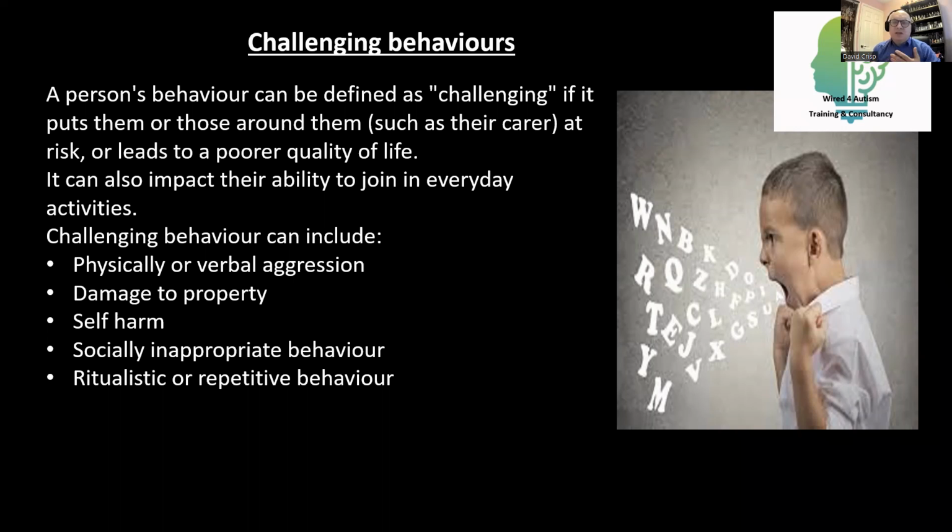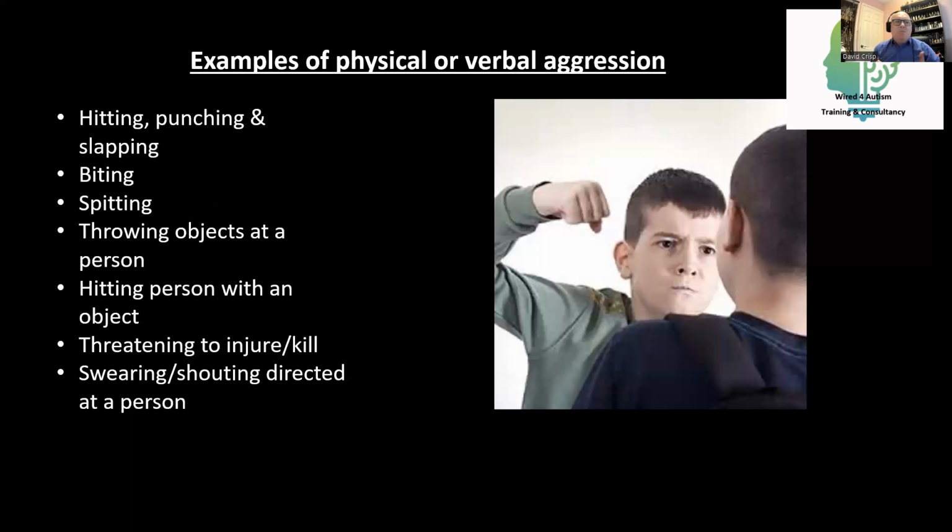Sometimes it's obvious. If it's a noisy environment, you can put two and two together quite easily. But sometimes it requires a little bit of detective work and maybe a repetition of that behaviour for us to really try and understand the context in which that behaviour took place. Examples of physical behaviour, pretty obvious really: hitting, punching, slapping, biting, spitting, throwing objects at a person, hitting a person with an object, threatening to injure or kill, swearing, shouting, whether that's directed at a person or generally.